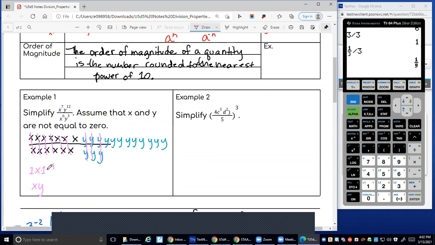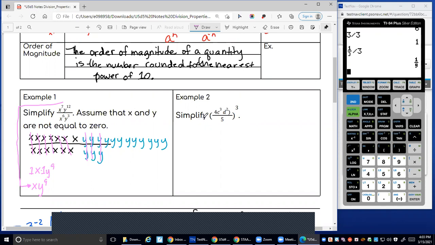So can anybody tell me the smarter way to do this? Instead of, how can I go direct from here to there? Any ideas? Yeah. There you go. So man, you're on it.